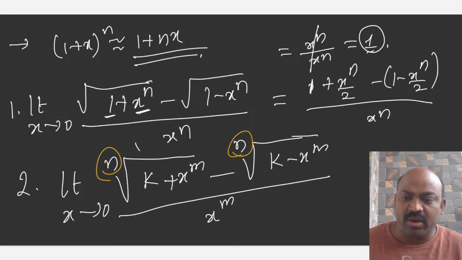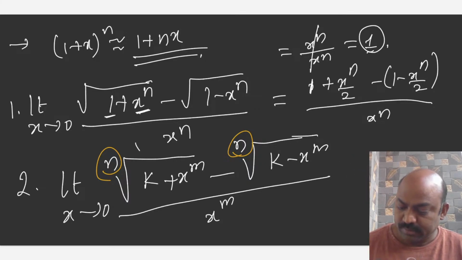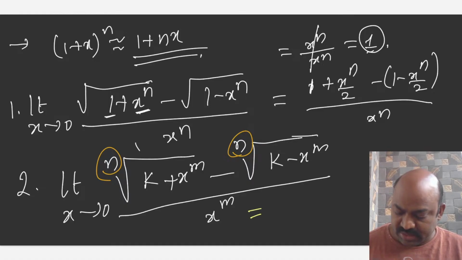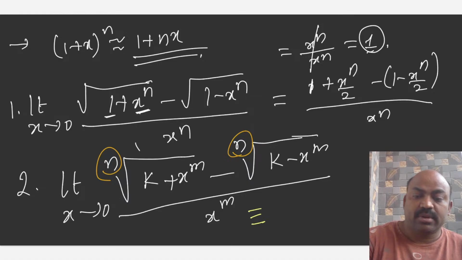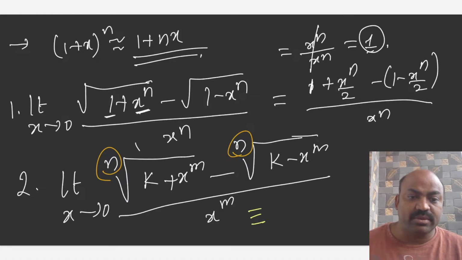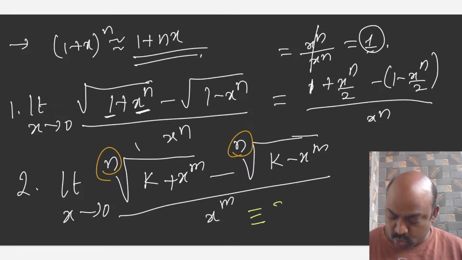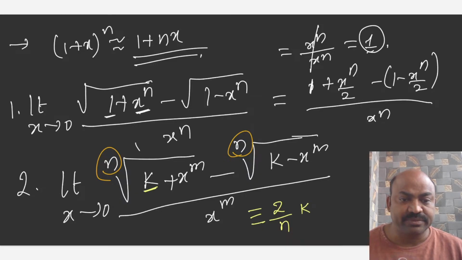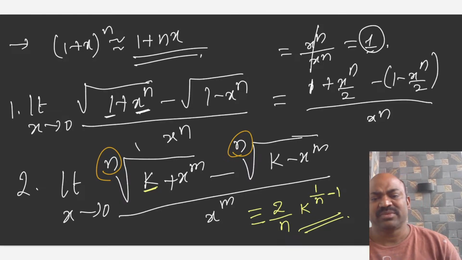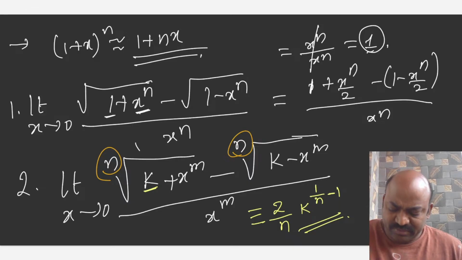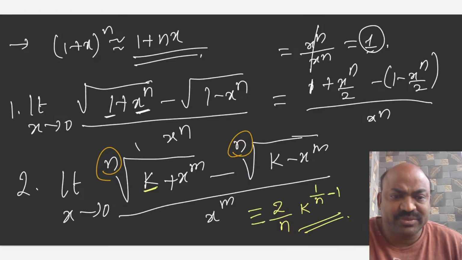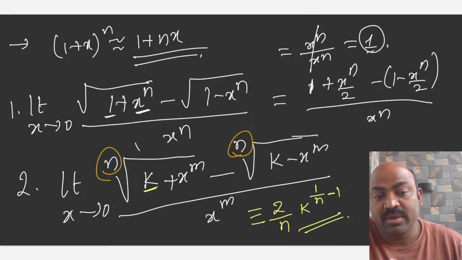Now I have this type of thing. The answer, remember very carefully, for this type of thing is 2 by n, into k power 1 by n minus 1. Can you remember this once? Super beautiful question it is. 2 by n into k power 1 by n minus 1.